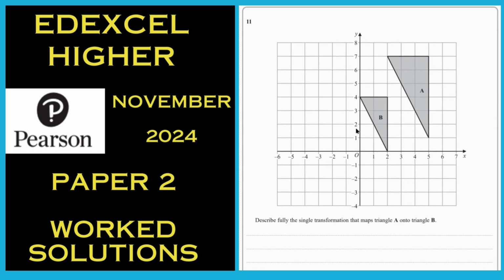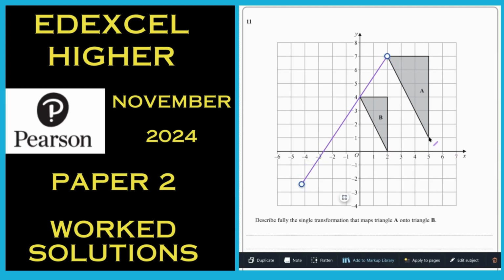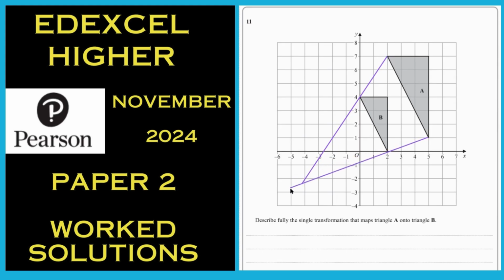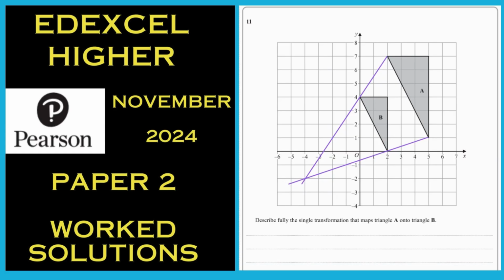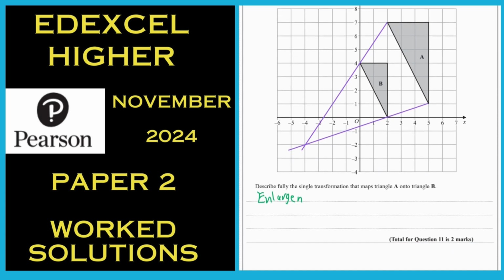Number 11. This is obviously where you can grab your ruler. It's a different size, so it's definitely an enlargement. You just need to work out the center of enlargement, and there we go. The center of enlargement is wherever these rays cross. So state the obvious. Even though it's going from A to B, we're getting smaller. We don't call it a shrink or anything, it's still an enlargement.